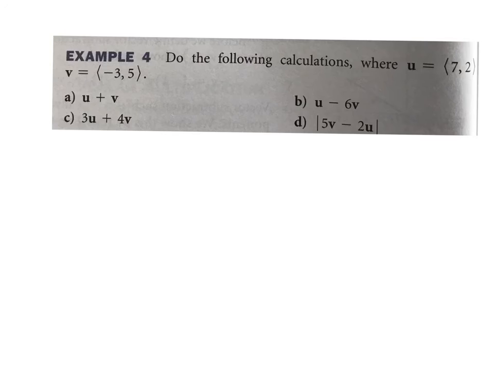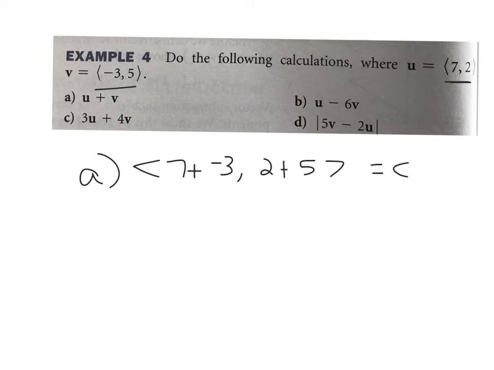Let me show you one real quick. I'm not going to do all these because they're just not that bad. You can figure it out. Part A says vector u plus vector v. Vector u is (7, 2). Vector v is (-3, 5). So you would just do 7 plus -3, and you would do 2 plus 5. And what would you get? 4 and 7. All there is to it.